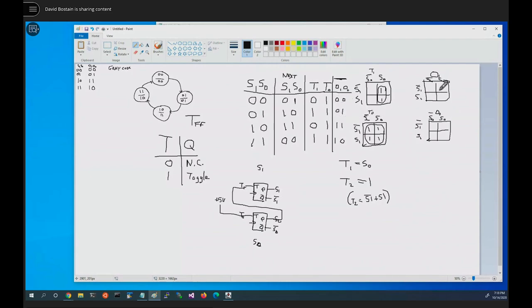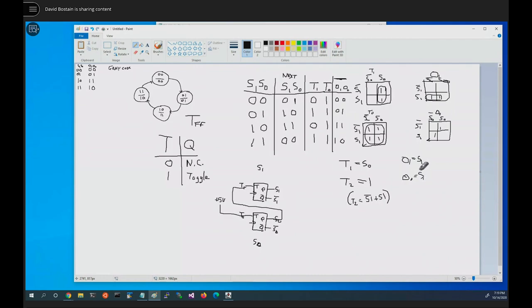We'll fill it in. 0, 0, 1, 1. 0, 0, 1, 1. 0, 1, 1, 0. 0, 1, 1, 0. Equation for the top one. O1 is equal to S1. O0 is equal to something that can't be reduced. It turns out to be an exclusive OR.